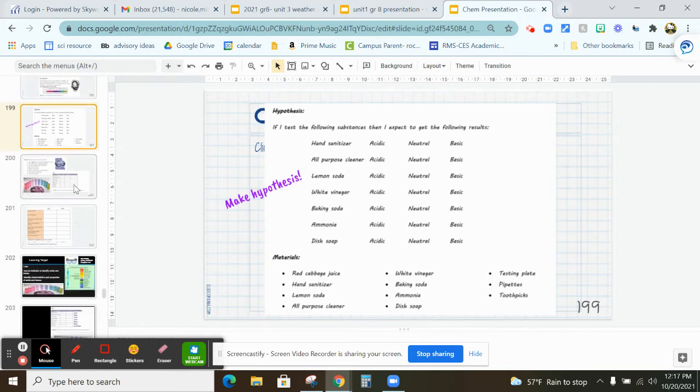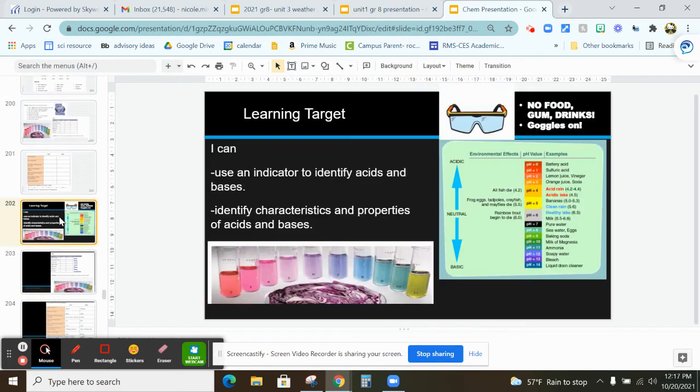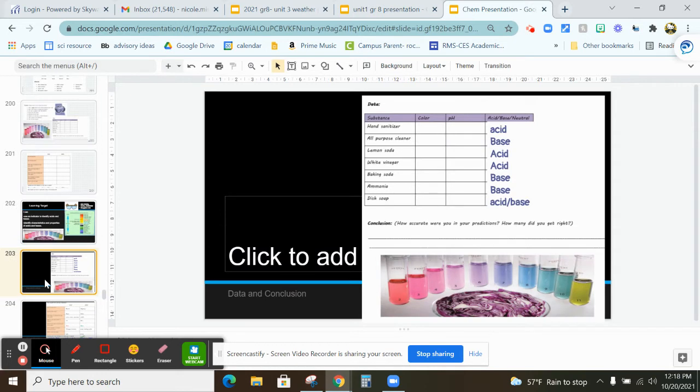All right, I'm going to jump ahead here a little bit. The students then tested. Again, we're using our safe protocol of no food, no gum, no drinks, wearing goggles. And this is what the students found.